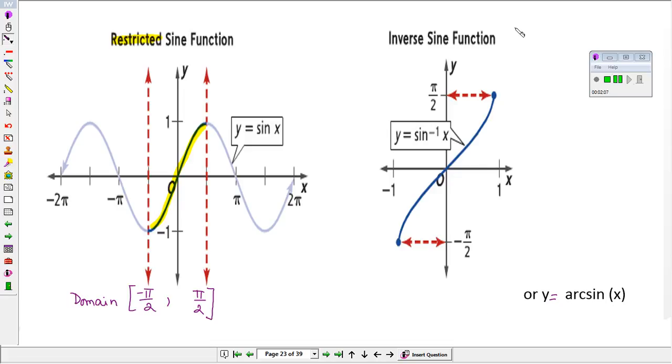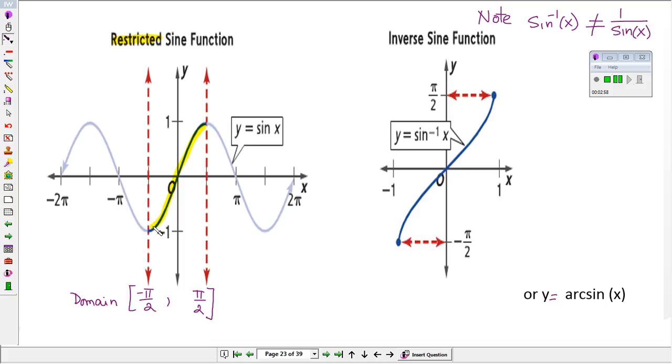Now you make a note for yourself that the notation inverse sine of x doesn't equal the reciprocal, which means 1 over sine x. So do not confuse this when you use your calculator. You might say, oh, inverse sine x is the same thing as 1 divided by sine x. No, they are not equivalent.